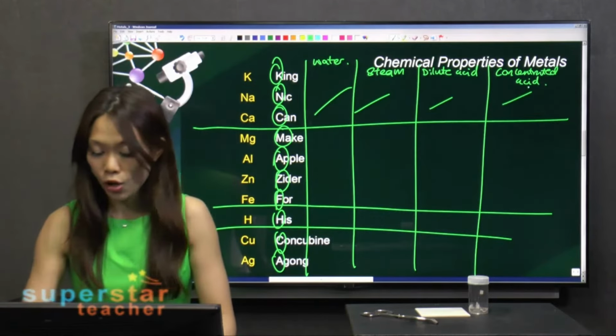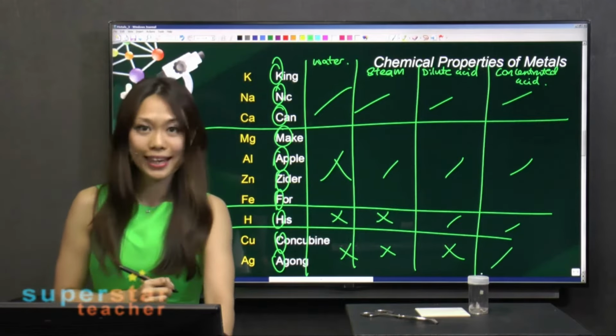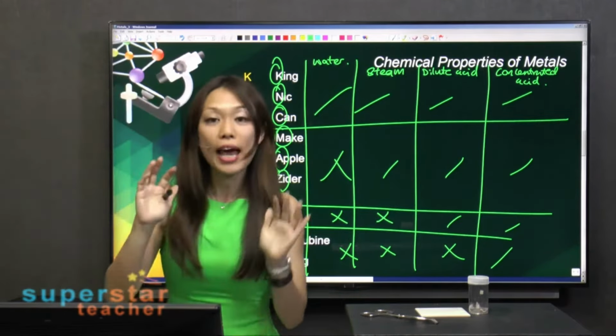So very quickly, it will go like this. Tick, tick, tick, tick. Cross, tick, tick, tick. Cross, cross, tick, tick. Cross, cross, cross, tick. Voila. Very fast, huh? So don't worry, you will get used to it.